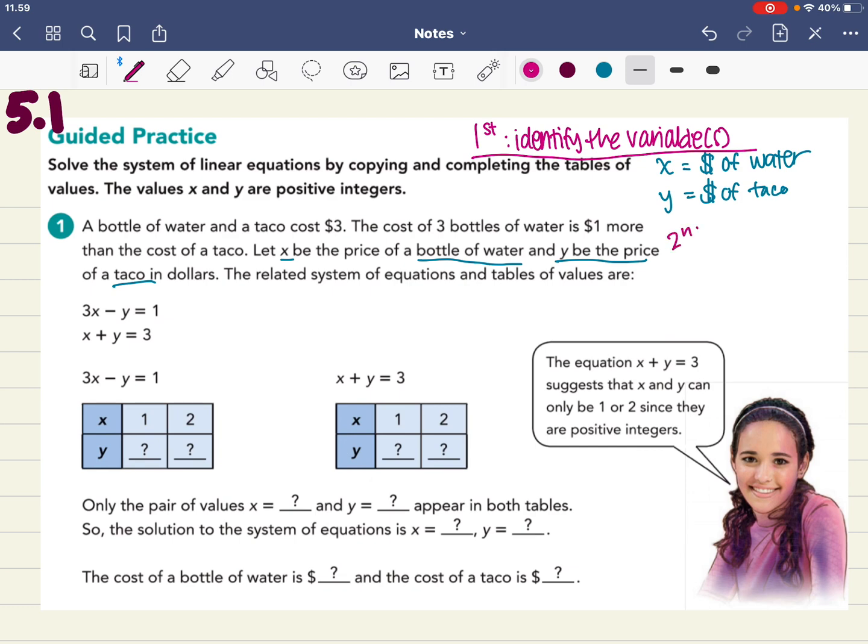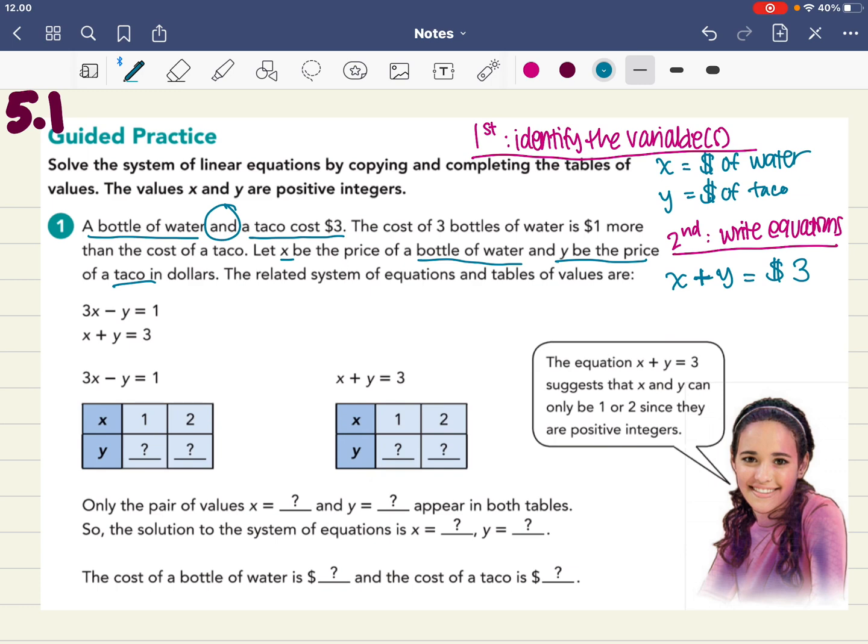Second step, write equations. Again, we do have two unknowns. That means we need two equations. So the first one says a bottle of water and a taco cost $3. So we know a bottle of water. So let's say that is x, because we define that there, and means plus a taco, so y equals to $3.